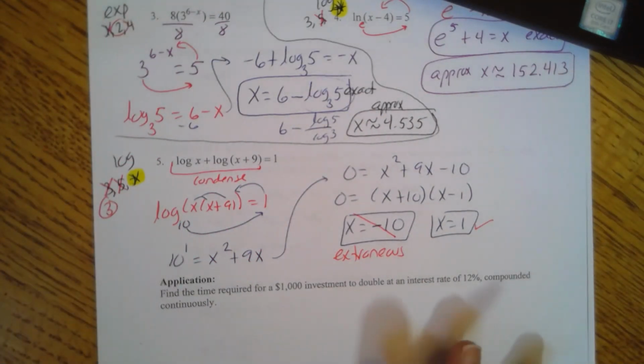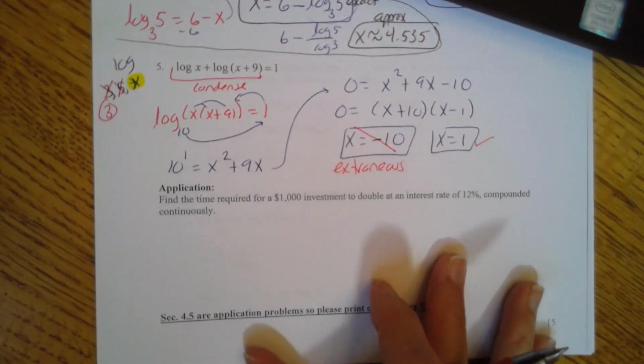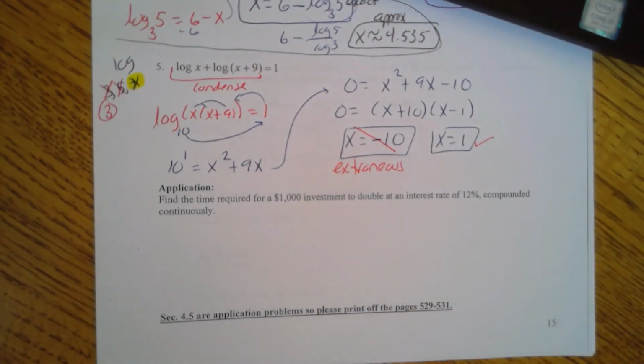So we're going to get into some word problems in section 4.5. So let's go ahead and kind of veer into that by doing one application problem from 4.4. Now 4.5, the application problems are in your book. So I want you to print off pages 529 to 531, and then we will go over those from your book. So make sure you print off those pages so you have them.